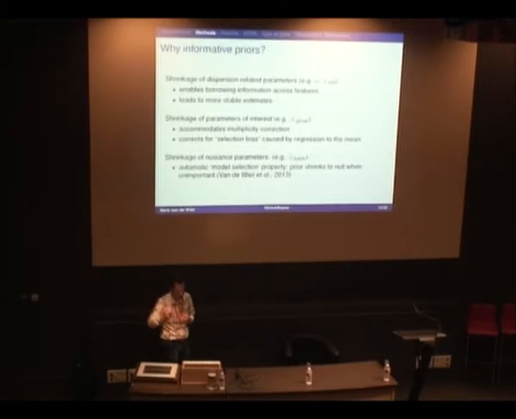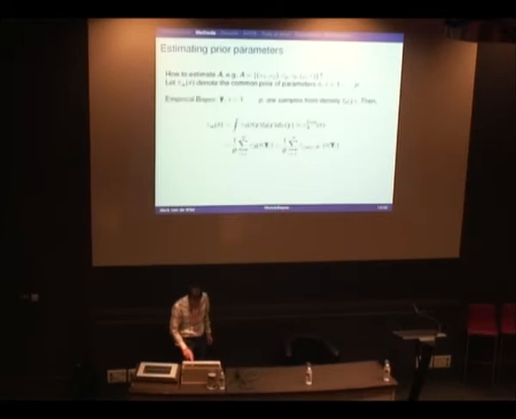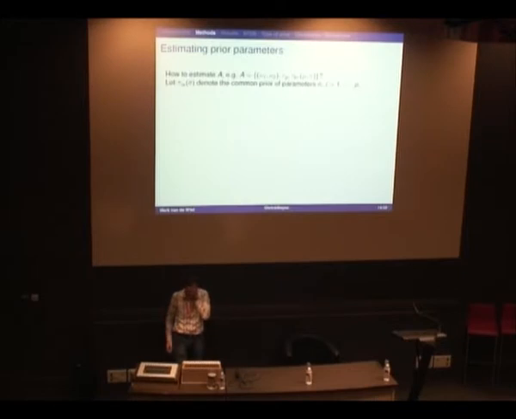Automatic weighting of how important a particular parameter is. That's really nice for nuisance problems. Okay. So we have the task now to estimate these parameters. Multiple parameters of the prior. And what is the trick here?